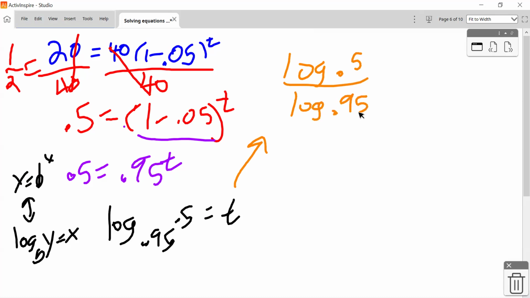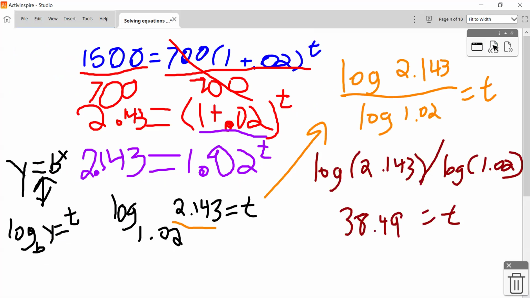So I wanted to make a quick note, and y'all see it on the second problem from the other video, when we're doing leaf count, the population going down. Most times when we have a decay problem, you're going to get two decimals that go into your log that are both less than 1. If we look at the previous problem, you had 2.143, 1.02. They're both greater than 1, so the bigger number wound up being in the numerator, smaller in the denominator.